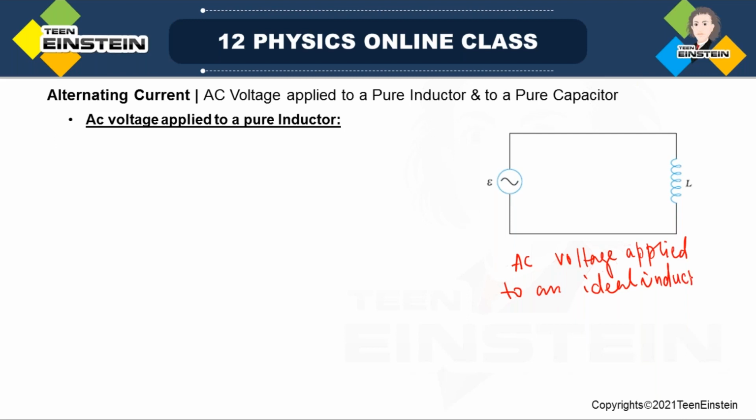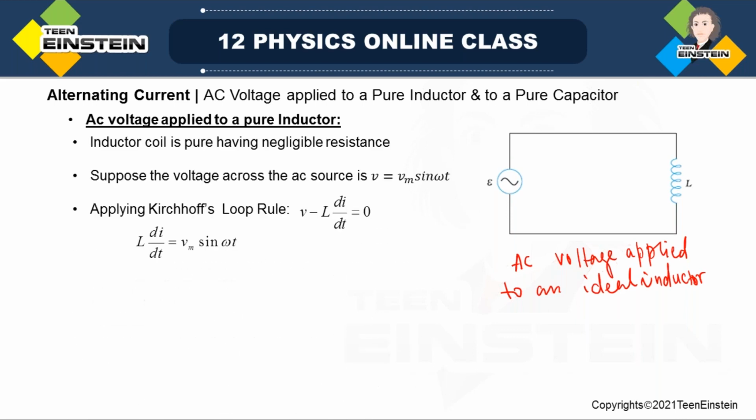So in general, any wire or any coil of wire will have some resistance, at least some resistance will be there for any inductor coil. But in this study, what we are going to discuss today, we have taken an ideal inductor, or a pure inductor. Pure inductor means it has negligible resistance, or you can think that resistance due to this inductor coil is zero.